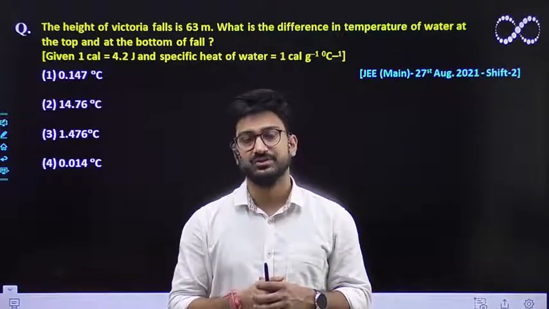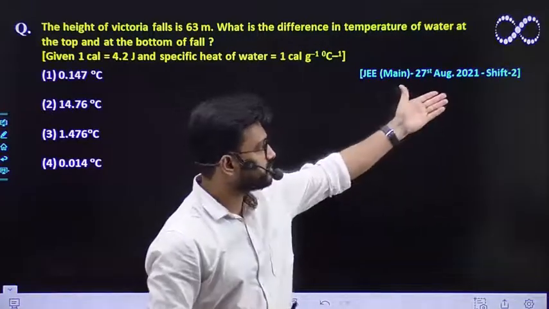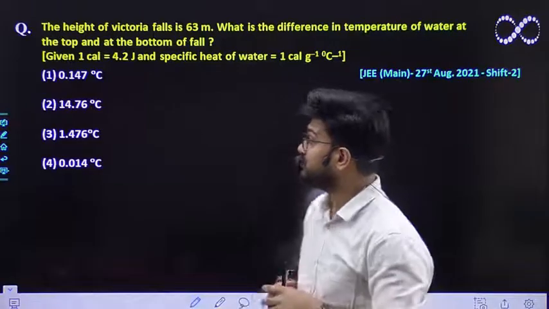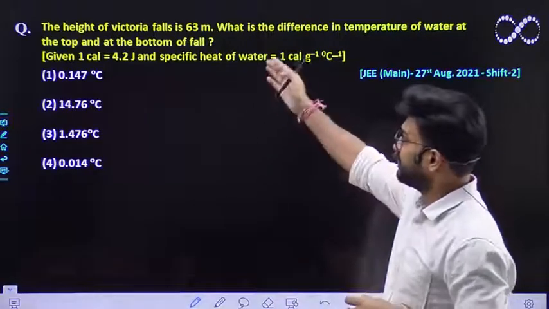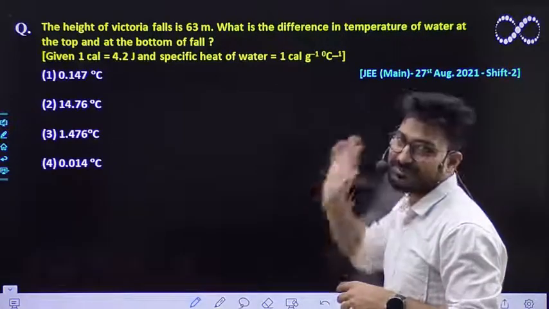Right now I'll be doing one such question that came in your JEE Main examination. This question came on 27th August 2020 in shift 2. So let us see this question first. Question says, height of the Victoria Fall is 63 meter. Although height of the Victoria Fall is not 63 meter, but it has been given.